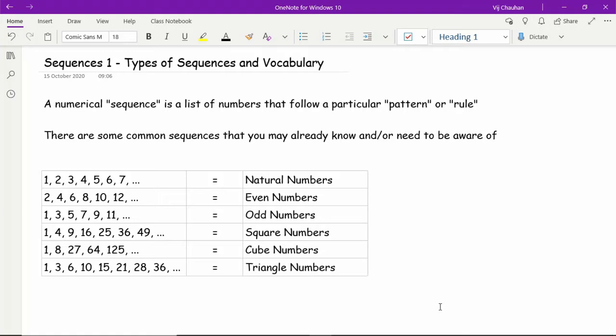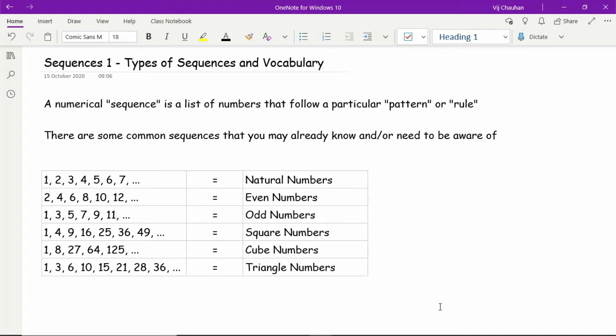Now the first one is simply 1, 2, 3, 4, 5, 6, 7, etc. Now at A level and more advanced levels we class these numbers as natural numbers. You may just think of them as normal positive numbers. The next sequence is looking at even numbers. Odd numbers you should be aware of, so 1, 3, 5, 7, 9, 11, etc.